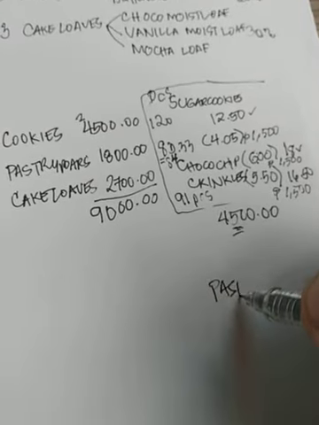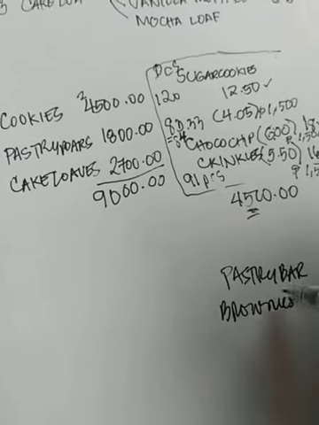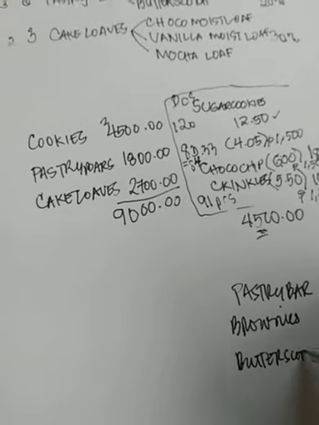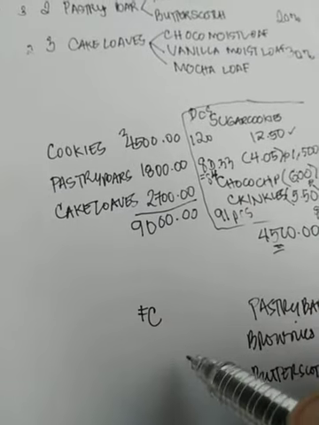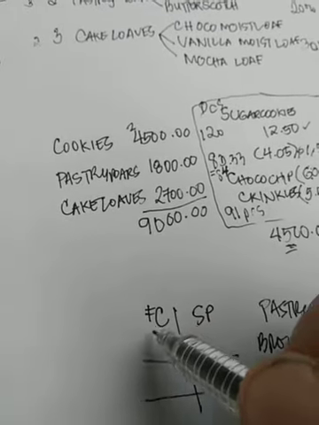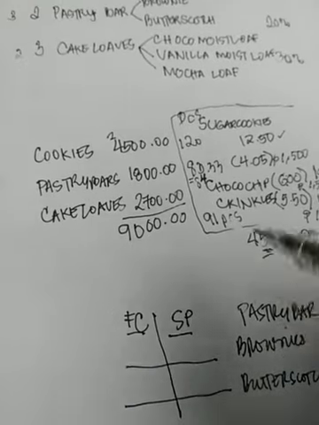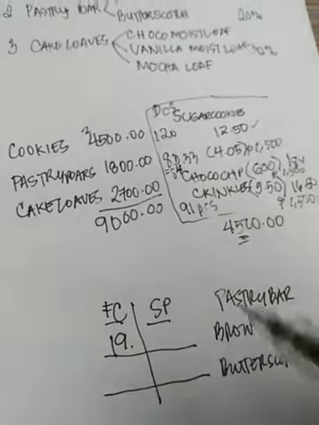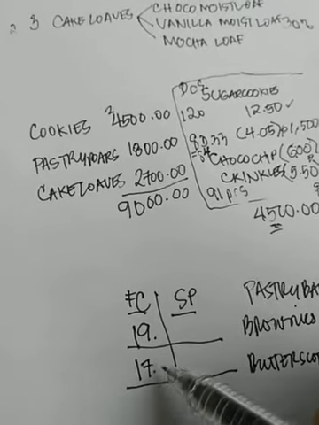Pastry bar na brownies and butterscotch. Okay, so let's say yung food cost mo sa brownies and butterscotch are following. And then, we'll compute the selling price in terms of rule of thirds or food cost of 33%. So, sa brownies daw, ang puhunan mo is 19 pesos na food cost. Ang butterscotch mo, ang naging food cost mo is 17.80. Sample lang.